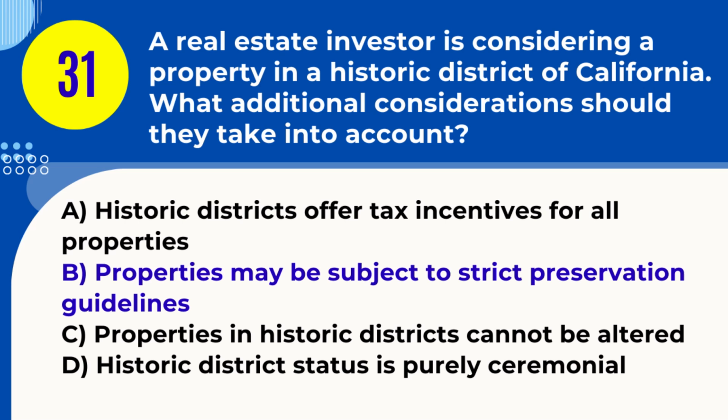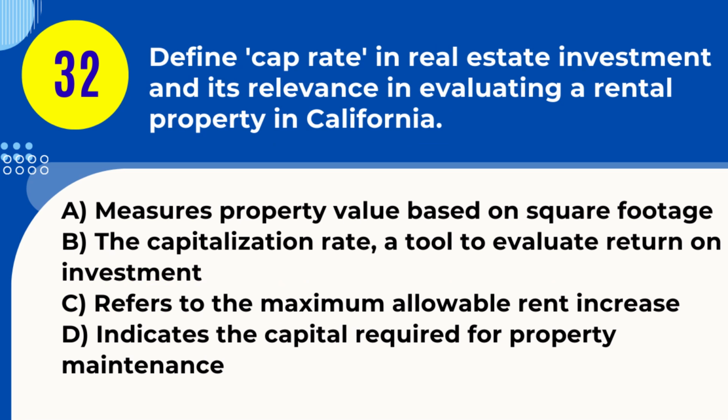Answer. B. Properties may be subject to strict preservation guidelines. Explanation. Investing in a property in a historic district in California means dealing with additional considerations like adherence to preservation guidelines and possible restrictions on alterations or improvements. Question 32. Define cap rate in real estate investment and its relevance in evaluating a rental property in California. A. Measures property value based on square footage. B. The capitalization rate, a tool to evaluate return on investment.